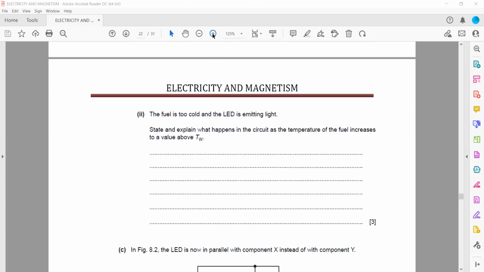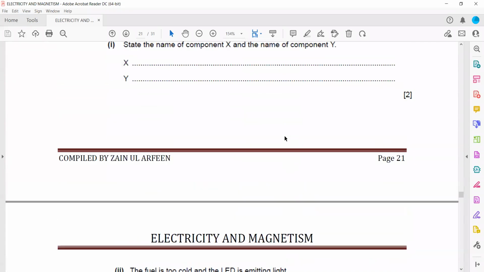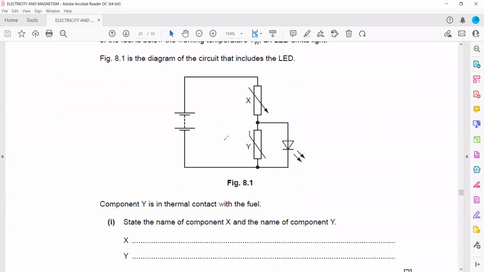The fuel is too cold and the LED is emitting light. State and explain what happens to the circuit as the temperature of the fuel increases to a value above TW. Right now the fuel is too cold, but what happens if the temperature increases? As a result of an increase in temperature, what happens to the resistance of a thermistor? The resistance of a thermistor will decrease. If the resistance of the thermistor decreases, the voltage across the thermistor will decrease, and the thermistor and LED are in parallel, so the voltage across the LED will also decrease, or the LED will be off.